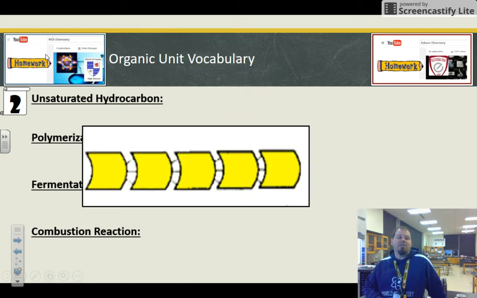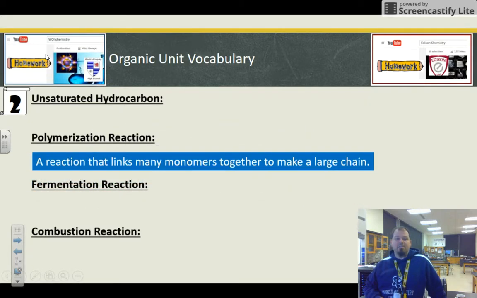Polymerization reaction. Polymer means many, and this picture is just many of the same thing linked up, and that's literally what it is. This is a reaction that links many of the monomers together in a large chain. Monomer is one, poly is many. I take one monomer and link it to another monomer and to another monomer, and I can grow that chain, and that is a polymerization reaction. Okay?